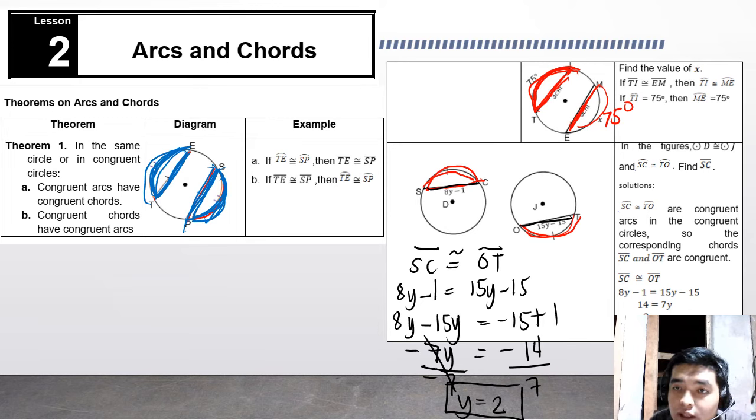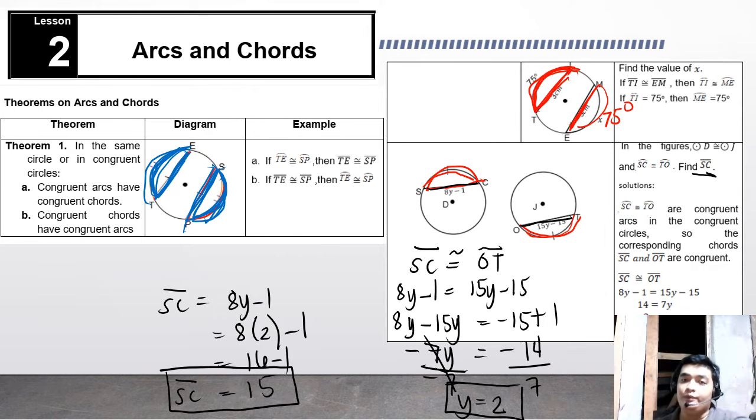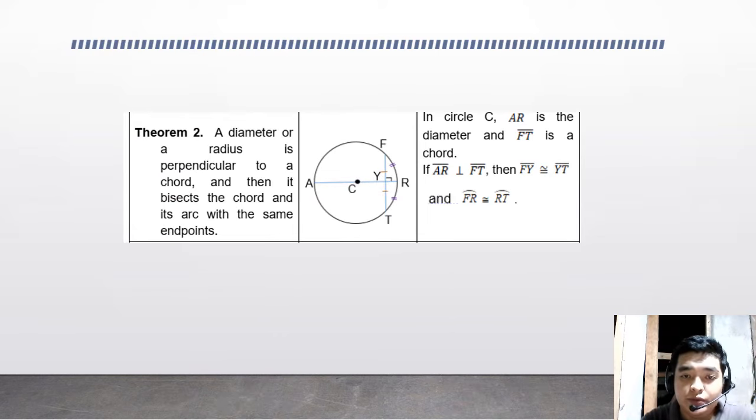Okay, after this, take note, find the segment SC. Our segment SC is equal to 8y minus 1. Since y is 2, that is 8 times 2 minus 1, that is 16 minus 1, and that is 15. So therefore, the length of chord SC is 15. Take note with our theorem 1: if the chords are equal, the arcs are also equal. Okay, let's proceed now to theorem 2.